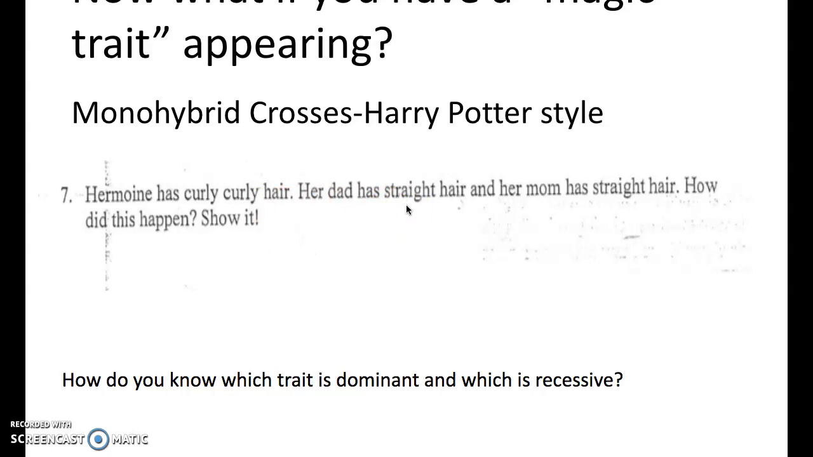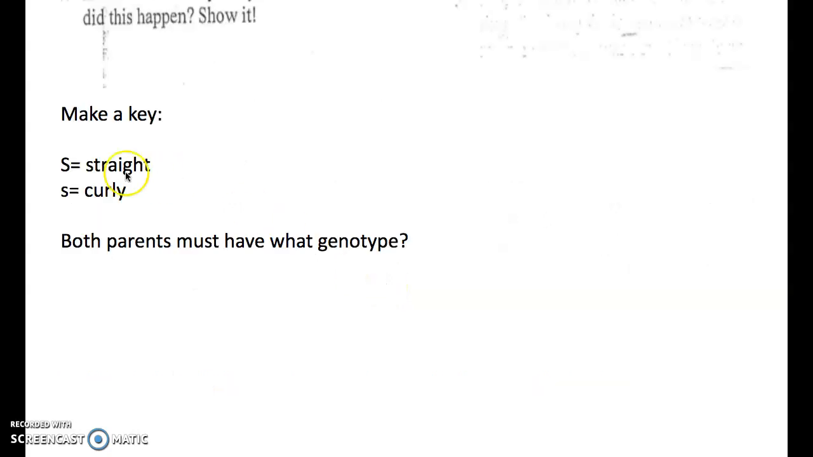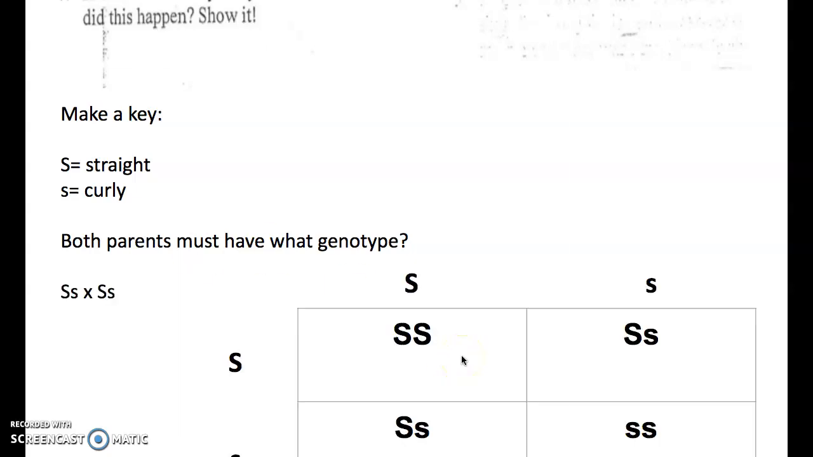So here I know that I need to figure out what is the dominant trait and what is the recessive trait, right? A magic trait is never going to be hidden if it's a dominant trait. So here I'm making my key, right? I know that straight hair will be my capital S because that's the dominant trait. I know that curly hair will be my recessive trait, so I'll make this my lowercase s, right? And then based on this, what must be the genotypes for the parents? So here, I'm going to assume that the parents are heterozygous, right? Meaning one capital letter and one lowercase letter.